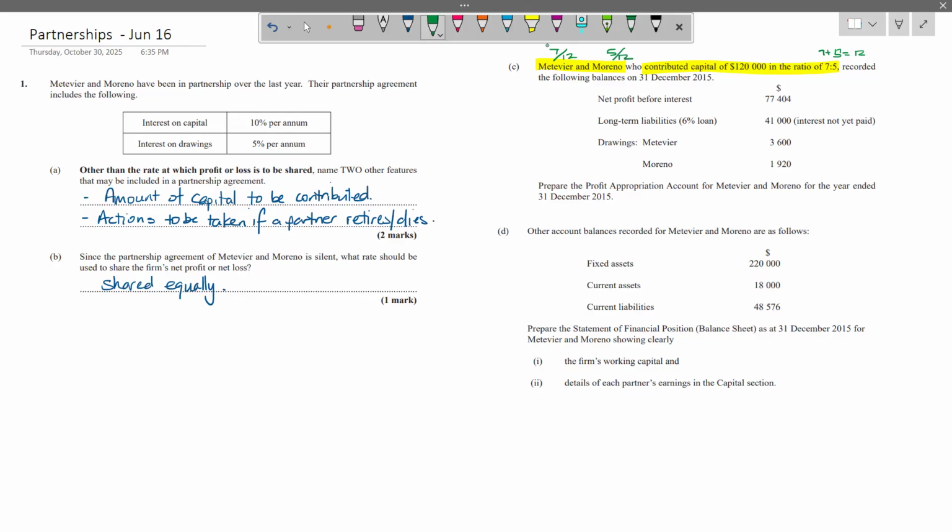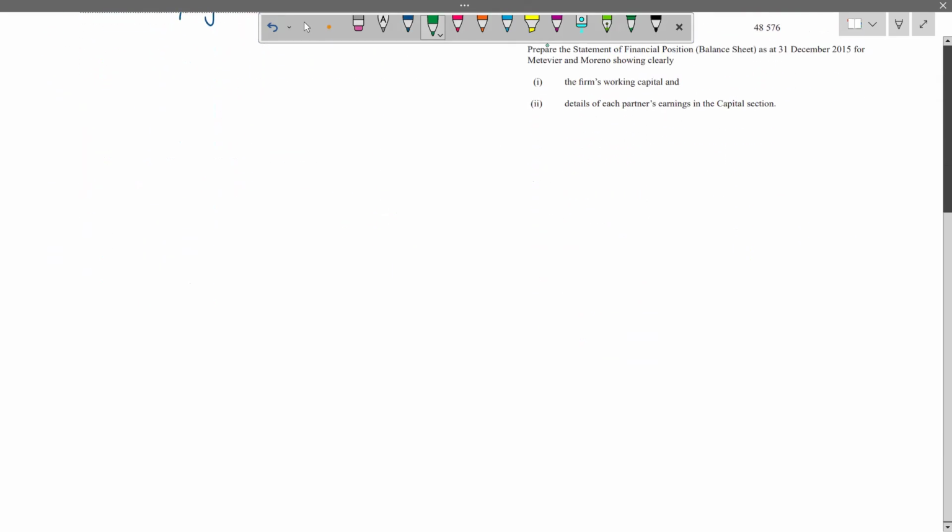The net profit before interest was $77,404. There's a long-term liability with a 6% loan and the interest has not yet been paid. Drawings, Mentive 3600, Marino 1920. They want us to prepare profit and loss appropriation account for Mentive and Marino for the year ended the 31st of December 2015. So let's go talk about part C first.